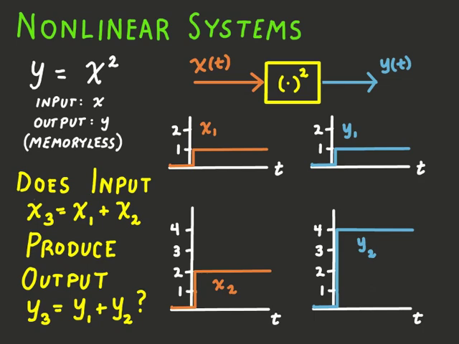So, in response to x1, we will find y1, which is a unit step. And in response to input x2, we will find y2, which is a step of height 4, since 4 is equal to 2 squared. And now, we'll do the superposition test. We'll try a new input. This input will be x3, which is equal to the sum of x1 and x2. And we'll want to know, does this produce an output, y3, which is the sum of y1 and y2? If this system was linear, this would hold true.